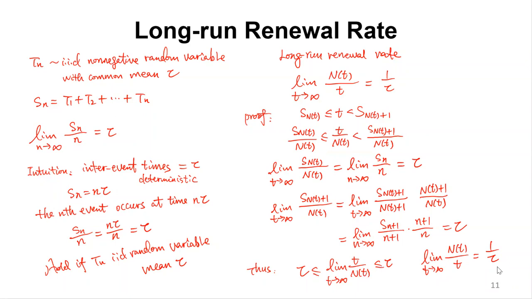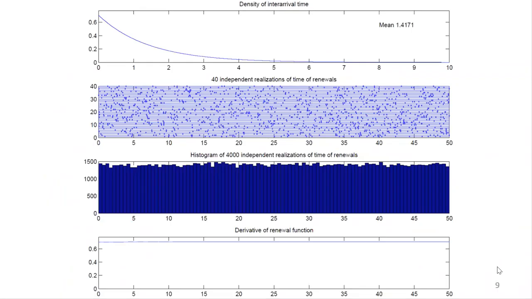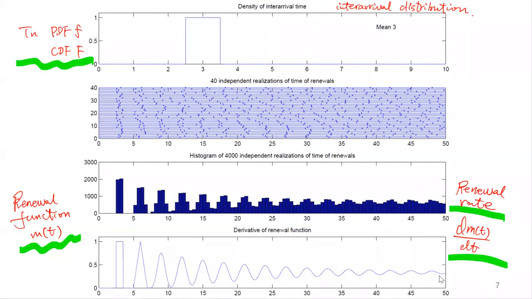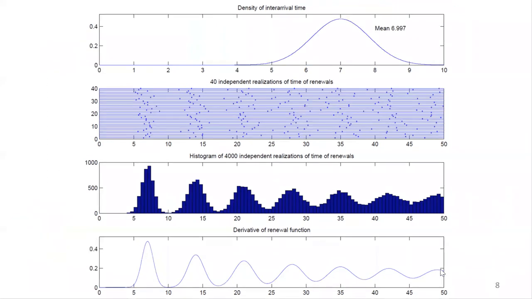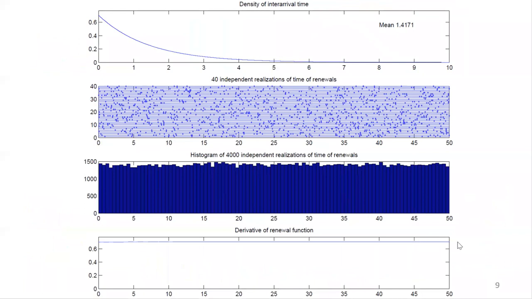So if we go back to this result, we know tau is the mean inter-arrival time. So when t goes to infinity, the renewal rate will go to the constant 1 over tau. You see here, this is actually 1 over 3.3333 over here. If you look at this, this is also approximately 1 over 7. If you simulate it long enough, it will go to the constant. And obviously this one is constant, right?